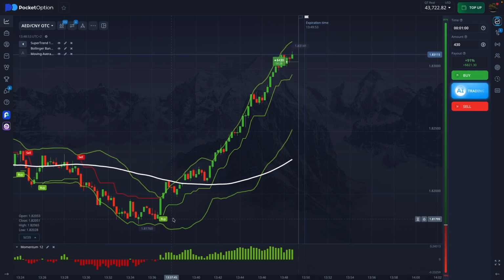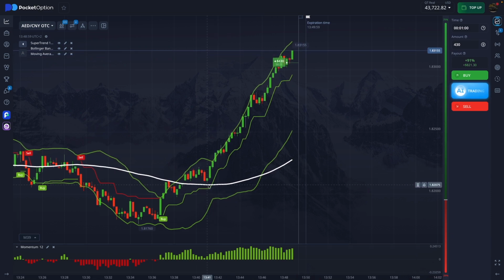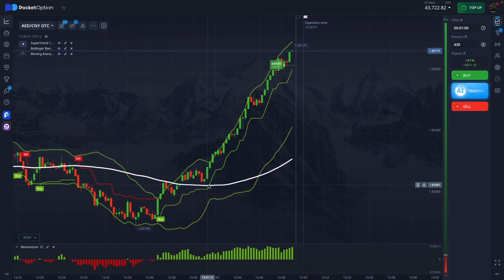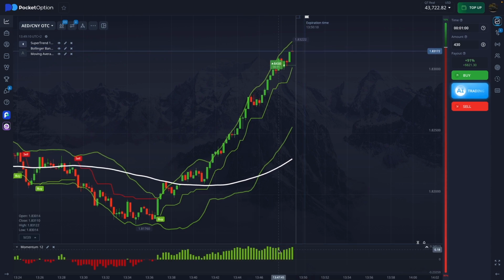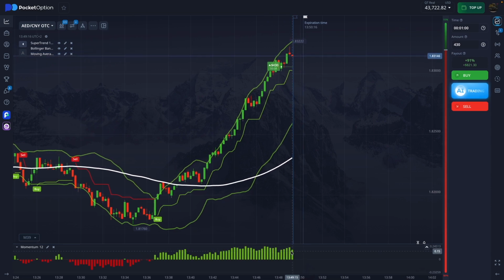So, I saw a buy signal, and then I checked where the price is currently compared to the moving average. And in order to make an up trade, I need the price to be above the moving average. And this condition was met. Then I looked at the momentum indicator. In order to enter the trade, I need green bars to appear on the indicator now and for them to be above the 0 mark, and this condition was also met.